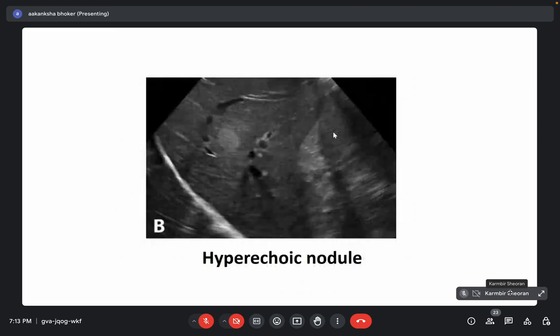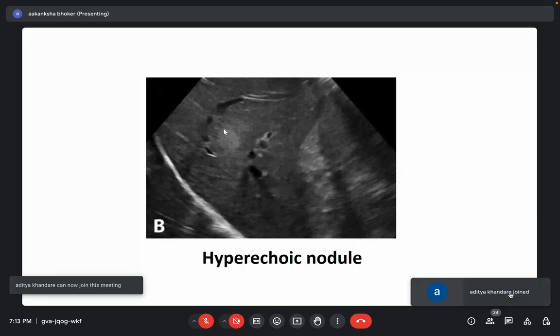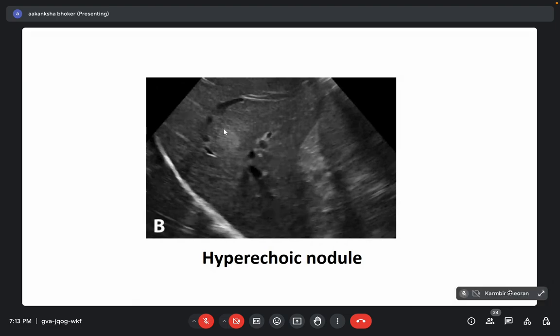Then here again we can see another nodule, and some degree of congestion can be seen. So this is a hyperechoic nodule. We can just say hyperechoic nodule. We cannot say what it signifies. For getting the proper diagnosis, we have to take a biopsy sample, maybe a fine needle biopsy, an ultrasound guided biopsy we can take, and based on the cellular pathology, we can determine what that particular lesion is.